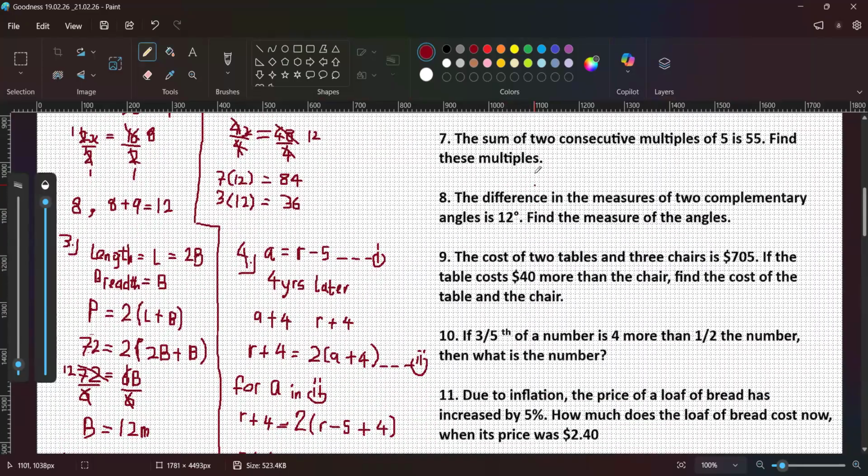Number seven. Now listen to number seven carefully. One, two lines, but loaded with meaning. The sum of two consecutive multiples of 5 is 55. Question is this: find these multiples. Okay, so first off, what is the meaning of the word multiple? Or do you remember the meaning of the word consecutive?